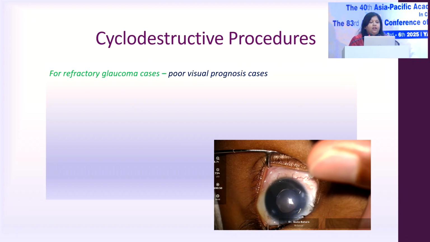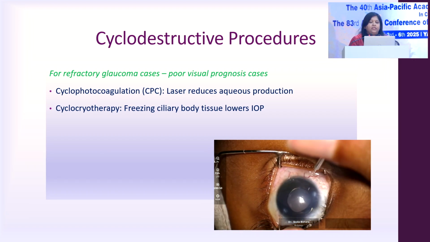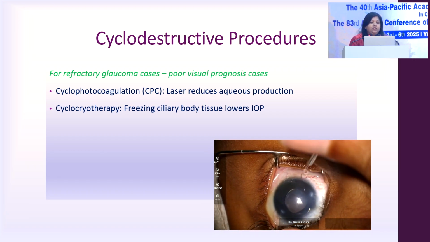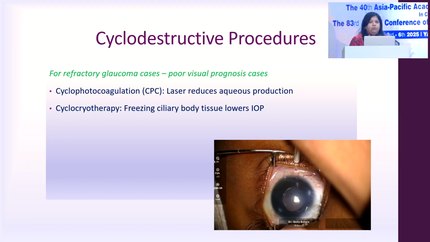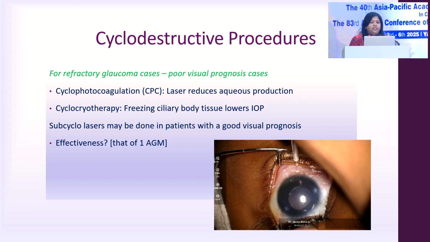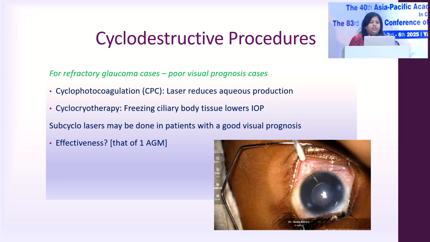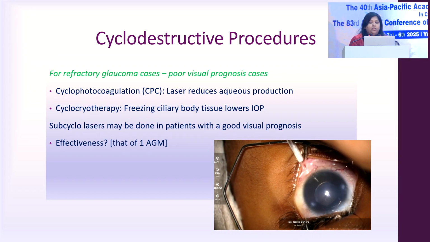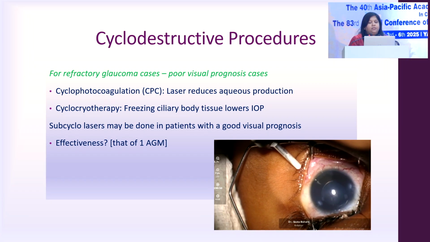Cyclodestructive procedures are for refractory glaucoma cases, particularly in patients with poor visual prognosis. Cyclophotocoagulation, the CPC laser, reduces the aqueous production. Cyclocryotherapy is freezing, but again, this tends to have more complications, so better to do cyclocryo only for very poor visual prognosis cases. And subcyclo lasers may be considered in patients with good visual prognosis, and the effectiveness is that of just 1 AGM. And this is again a failed trial in an infant where we are doing a subcyclo procedure.